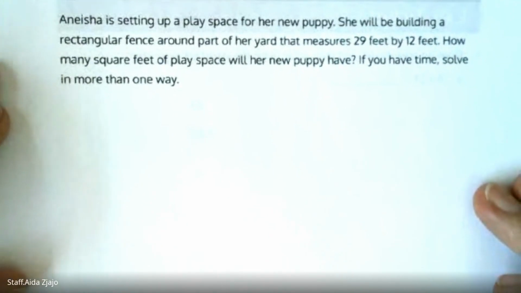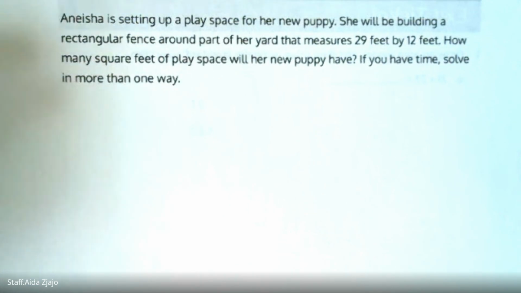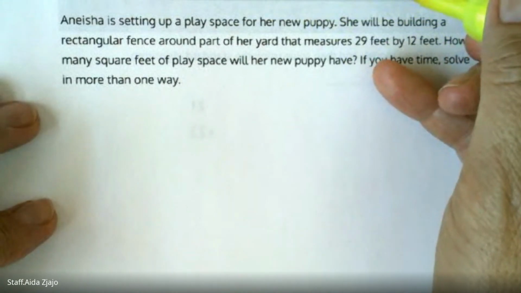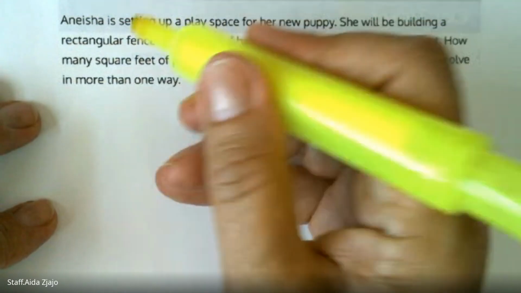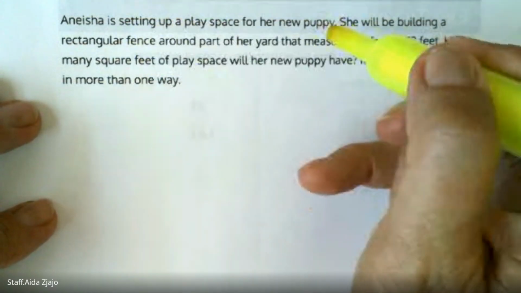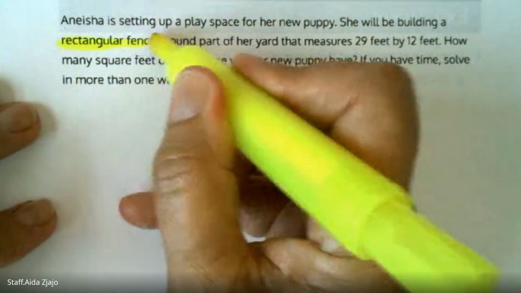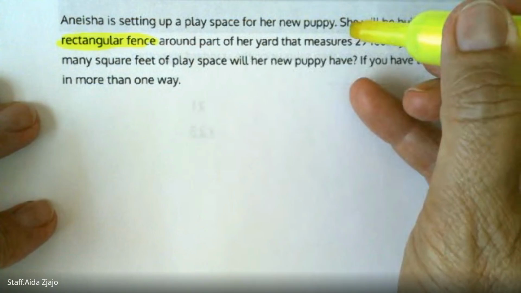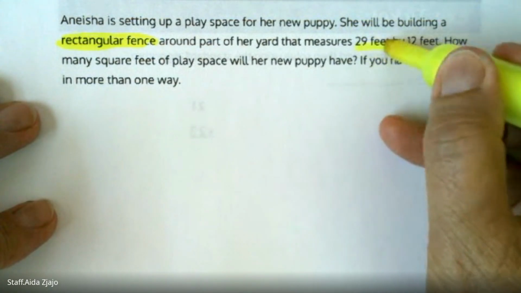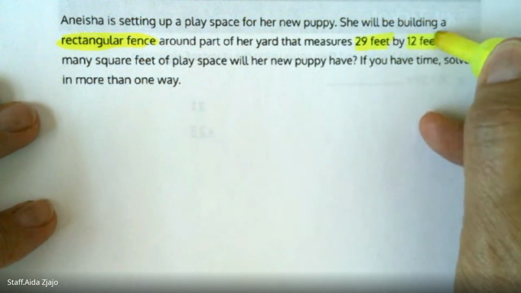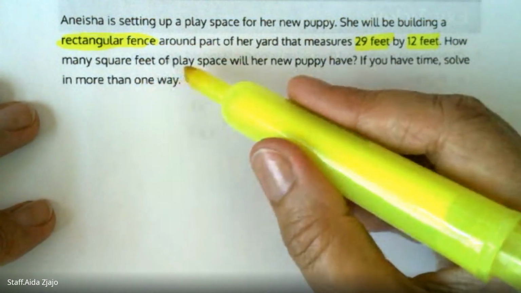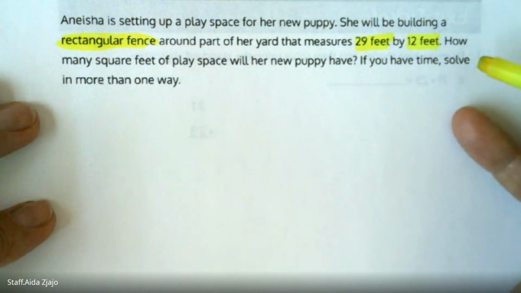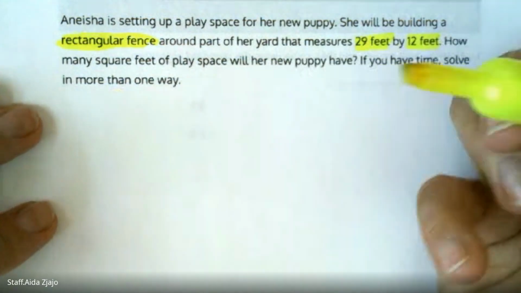Okay. Anisha is setting up a play space for her new puppy. She will be building a rectangular fence around part of her yard that measured 29 feet by 12 feet. How many square feet of play space will her new puppy have? If you have time, solve in more than one way.